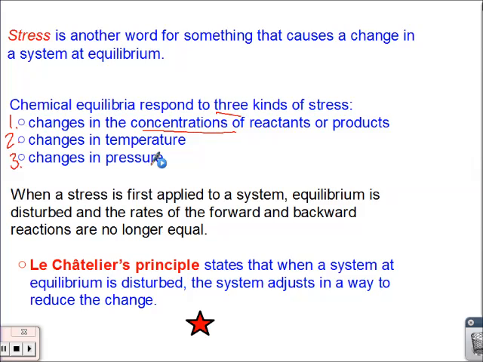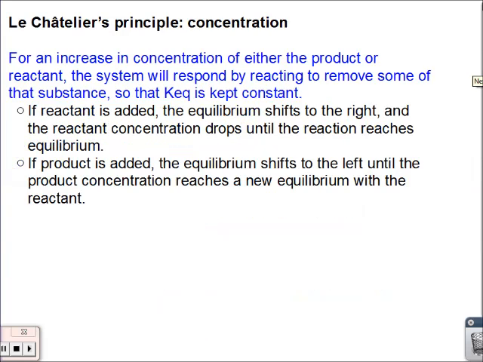So LeChatelier's principle states that when a system at equilibrium is disturbed, it will adjust to reduce that change. Whenever you're trying to apply LeChatelier's principle, you want to look and say, what is the stress causing? Is it on the forward side or the reactant side? So I would know which way it's going to respond.